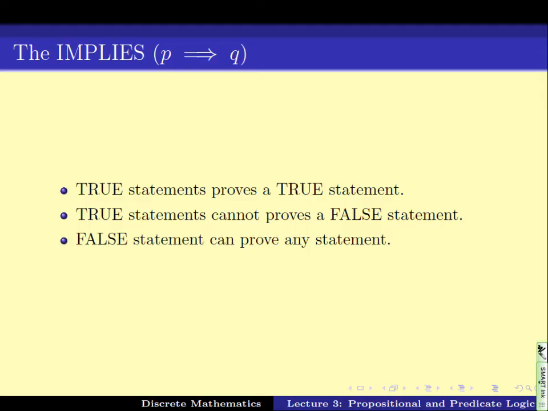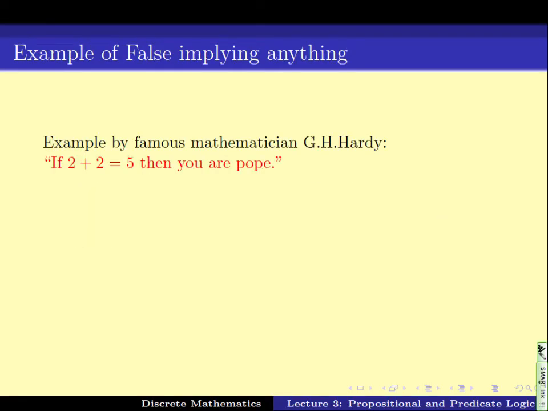There was a lot of debate on this, and one beautiful story that goes along is that when the mathematician G.H. Hardy was asked to comment on this particular rule for implies, he was asked, can you prove the following statement? If 2 plus 2 equals 5, then you are Pope. Now clearly 2 plus 2 equals 5 is false, and you are Pope is also a false statement. Now can a false statement imply any false statement?